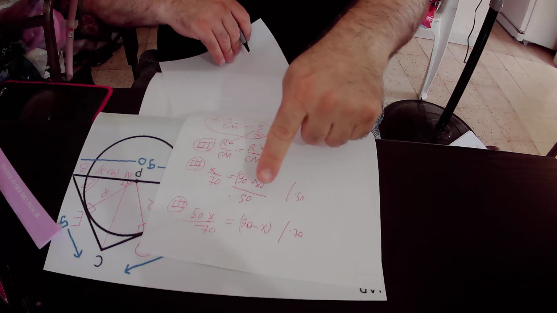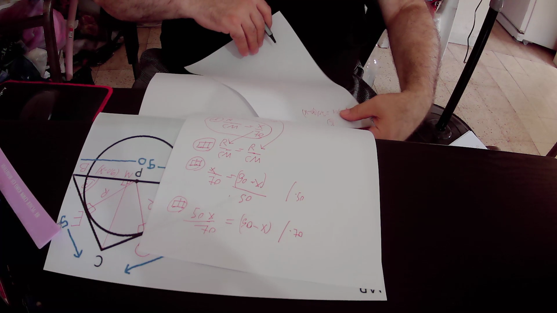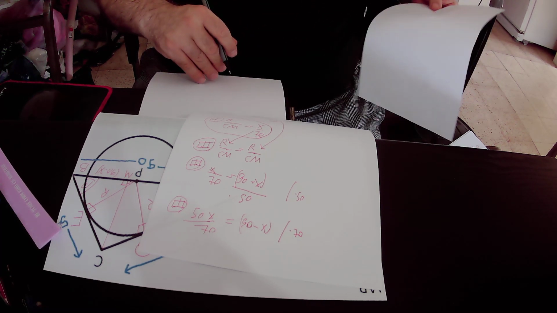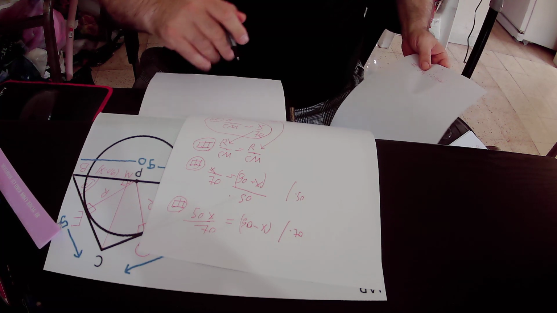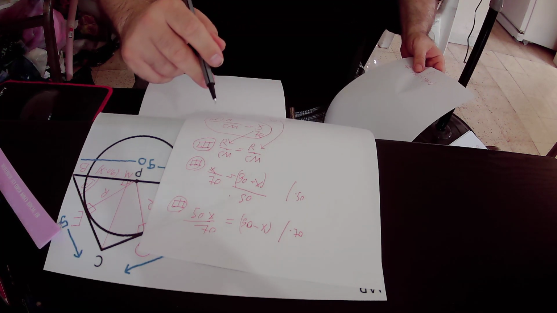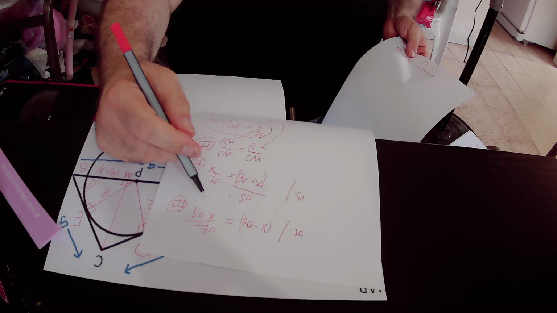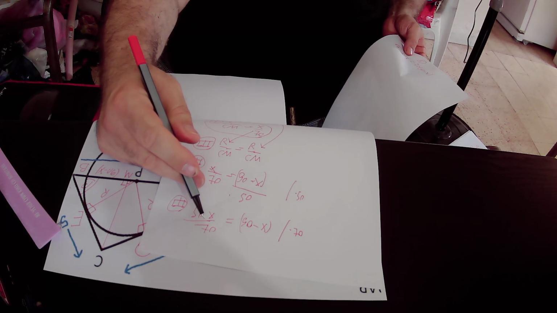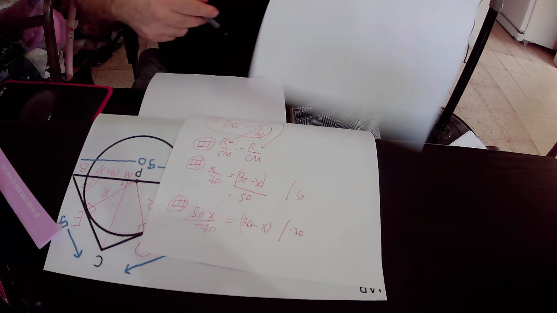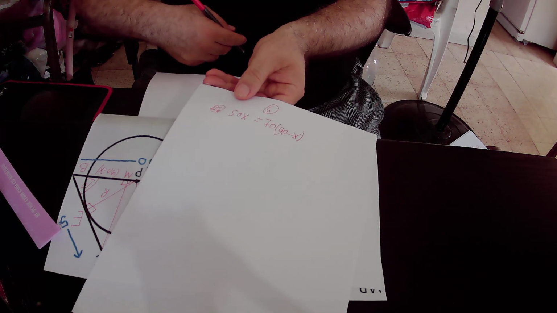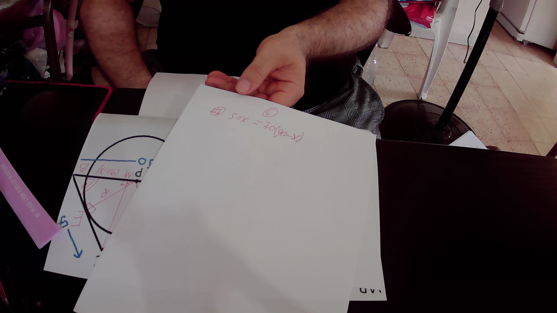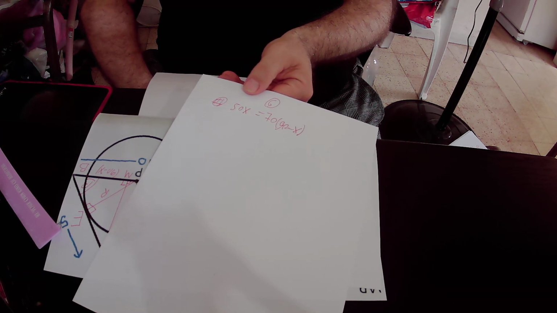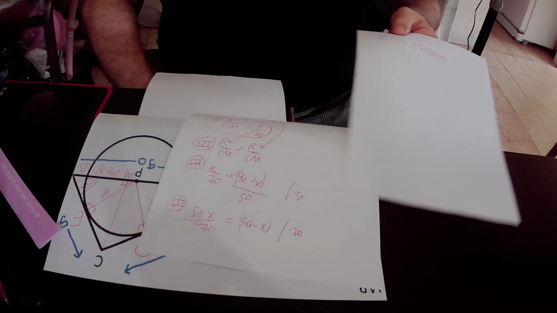Here we multiply the equation by 70. So 50x times 70 divided by 70 equals 50x, because 70 divided by 70 equals 1. So 70 is cancelled from this side of the equation, and we are left with only 50x.